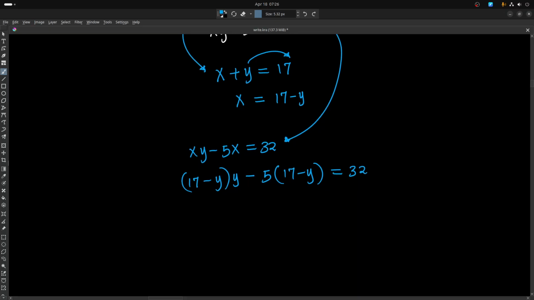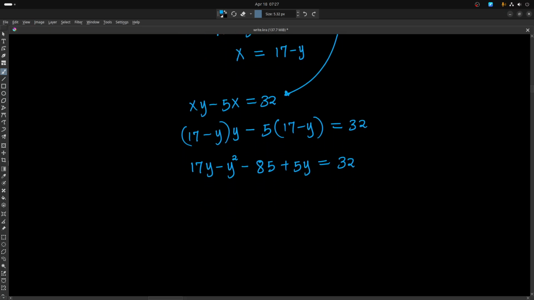So let's expand this. 17 times y, that's going to give us 17y. Negative y times y, that's going to give us negative y squared. And then negative 5 times 17, that's going to give us negative 85. And then negative 5 times negative y will give us plus 5y, and this is equal to 32.